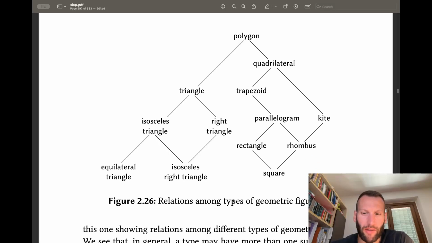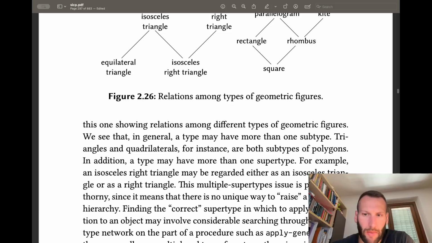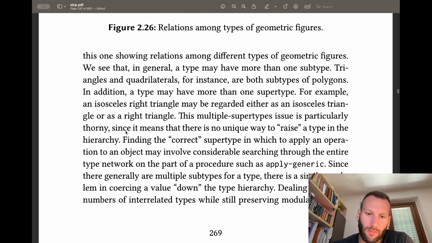Relations among types of geometric figures. These ones show relations among different types of geometric figures. We see that, in general, a type may have more than one subtype. Triangles and quadrilaterals, for instance, are both subtypes of polygons. In addition, a type may have more than one supertype. For example, an isosceles right triangle might be regarded either as an isosceles triangle or as a right triangle.